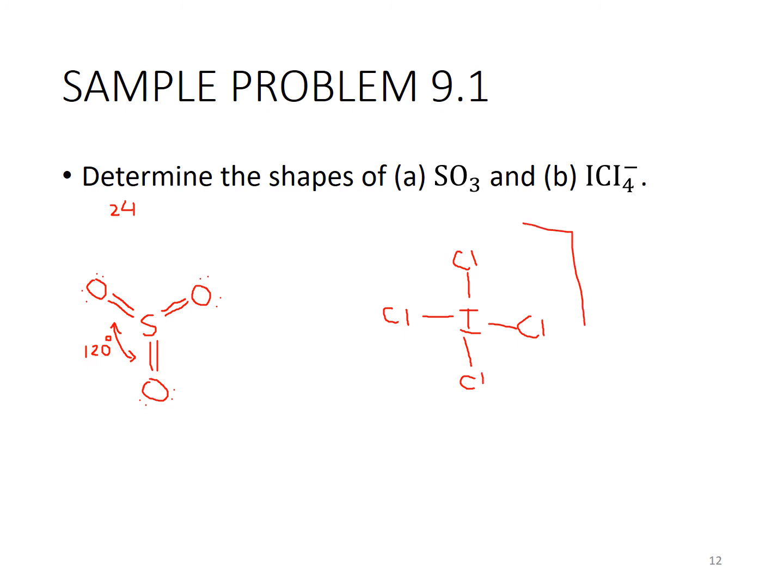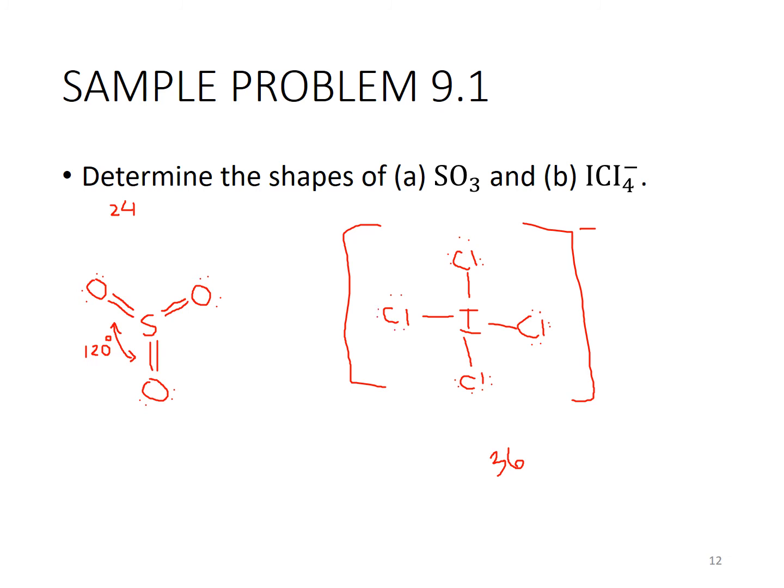Okay. Again, remember this is a negative charge associated with it. So we should have 5 times 7, 35 plus 1 electron here. So this should have 36 valence electrons. I can go add them to the outermost atoms first.